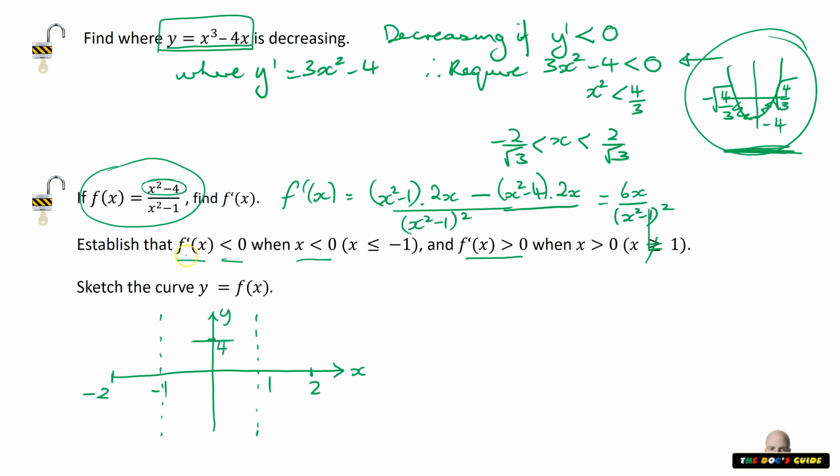So if we put all of these clues together, knowing that we need negative slope for x less than 0 and positive slope for x greater than 0, then this is what we get as our best guess for the shape of the curve, our sketch of the curve. We could go through and work out limits for what happens as x tends to plus infinity and minus infinity. And we could work out limits as we tend towards 1 from the positive side and from the negative side. But at this stage, we're just trying to get a sense of the shape of the curve.